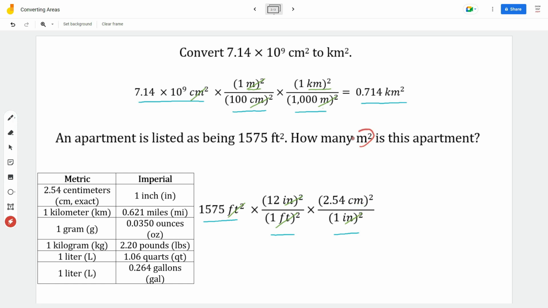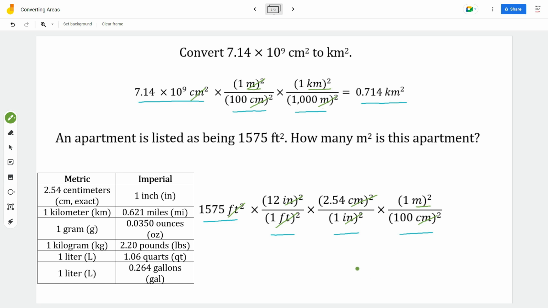I have one more conversion because I really need to get to meters squared. So here is my final conversion factor. There are 100 centimeters in 1 meter. Now let's deal with the squared portion. So I'm going to square the denominator, square the numerator. Now centimeters squared cancels, and I'm left with meters squared.